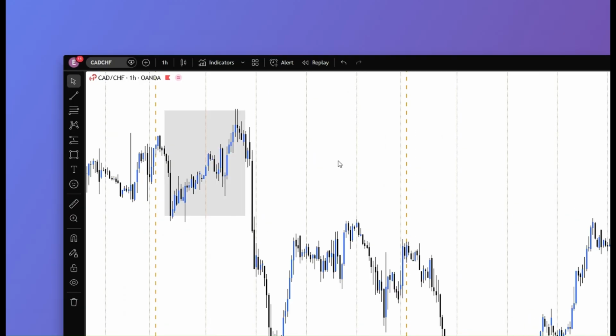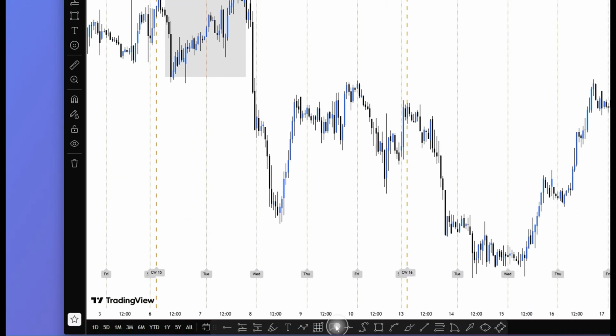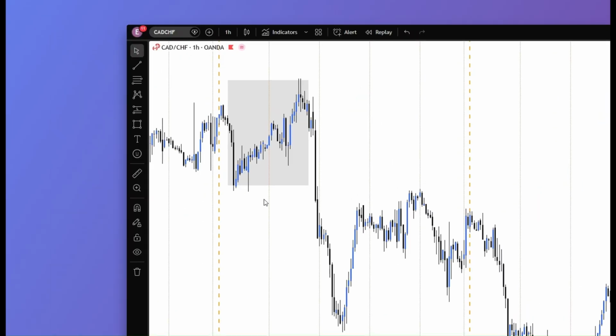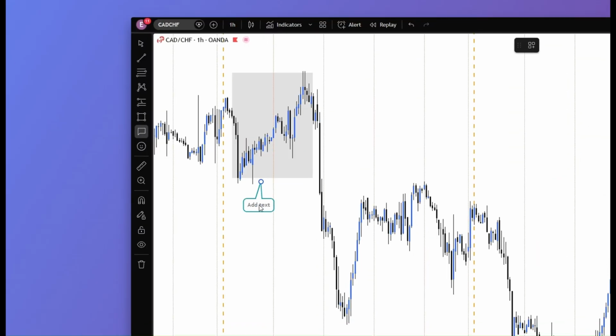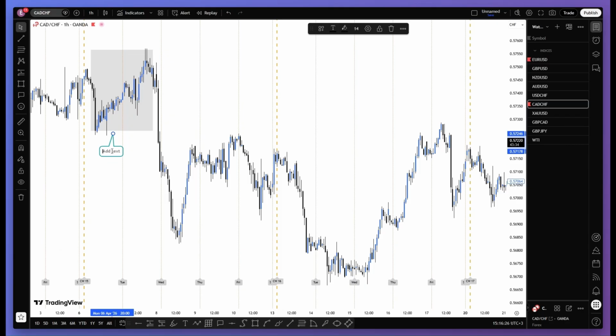Now this is where things get interesting. You can use the period separator in TradingView to identify something called inducement. Let me explain in a simple way. Sometimes price moves in a way to trick traders before making the real move. For example, at the start of a new week, price might move up slightly. This attracts buyers. Then suddenly, price drops sharply. That initial move, that's inducement.